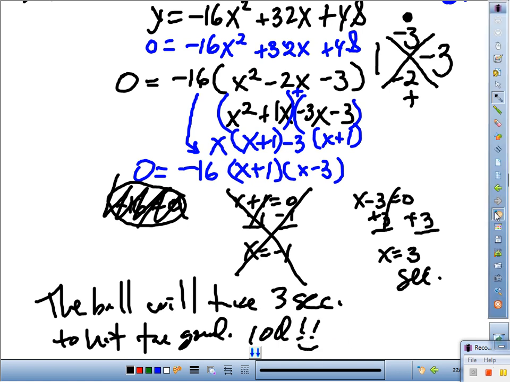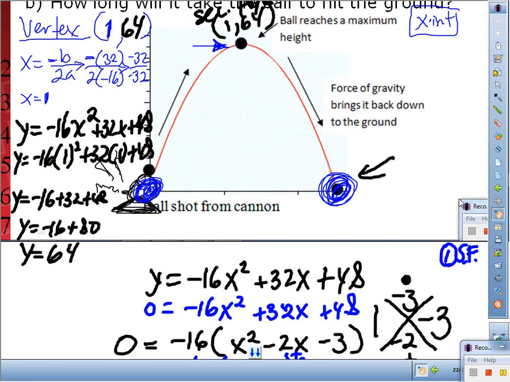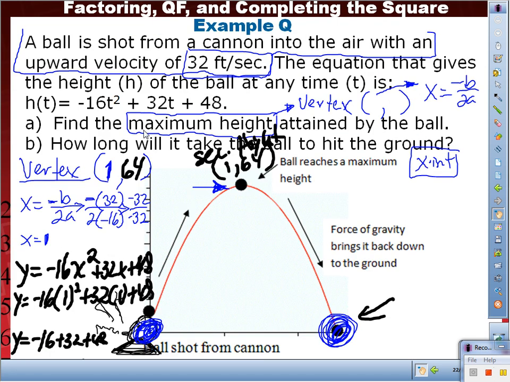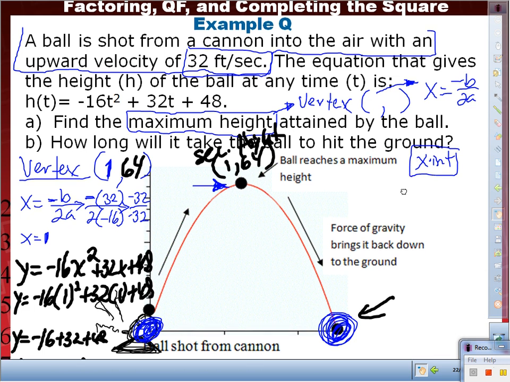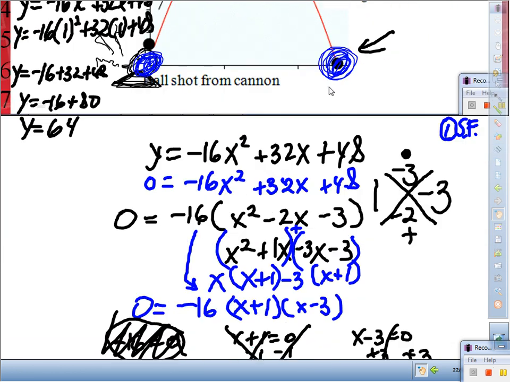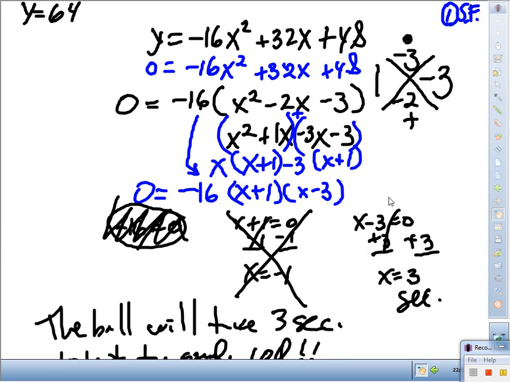So a couple things that I just wanted to make sure that you saw before we do another quick example. Look up. What is the first thing that we needed to note? That maximum height is, in other words, the what? The vertex, and we know how to find that. And then the second question, when they're asking how long will it take, that means we need to solve the quadratic equation and find our roots. Are you with me? Yeah. All right.